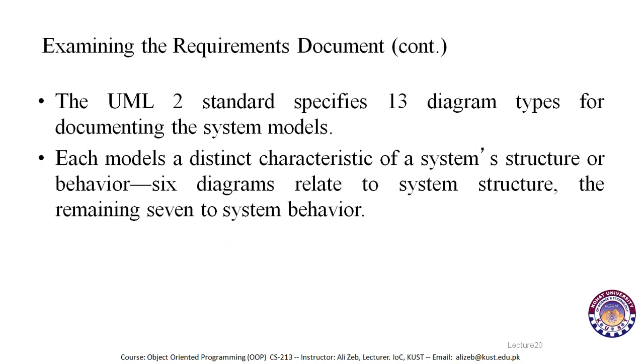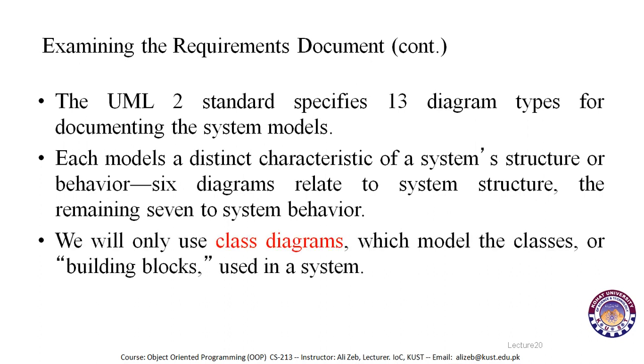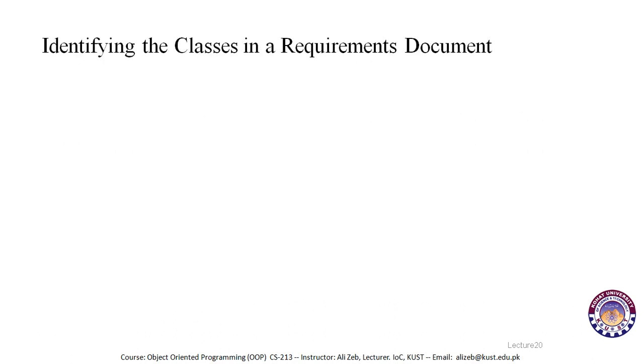Each of these 13 diagrams models a distinct characteristic of a system's structure or behavior. Six diagrams relate to system structure, the remaining seven to system behavior. We will use only class diagrams, which model the classes or building blocks used in the system. Now our class diagrams should contain our classes, their variables and their operations.